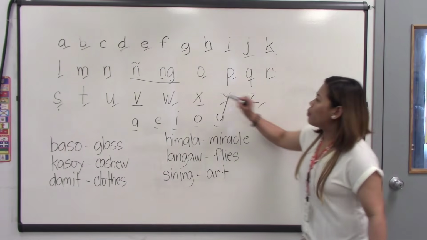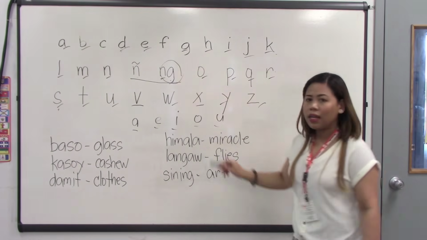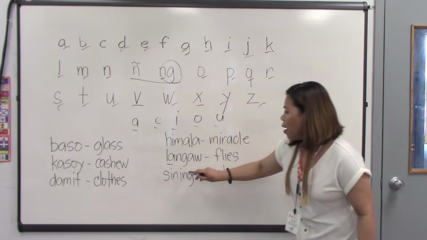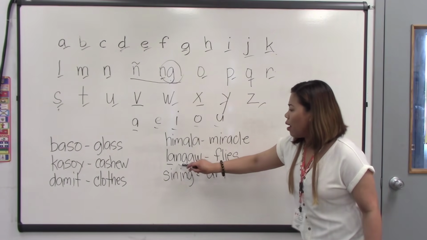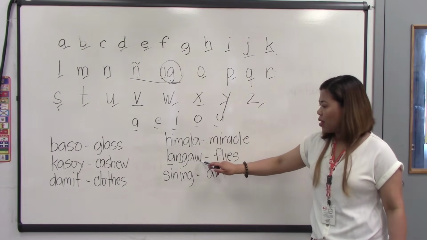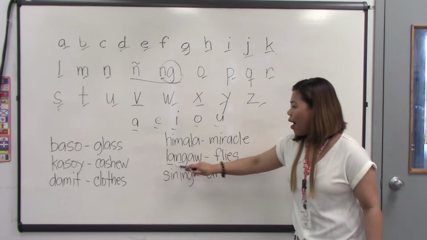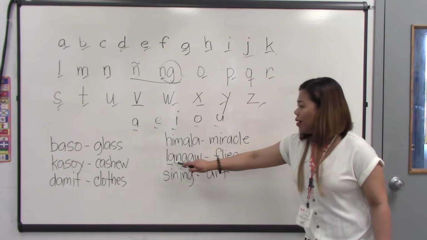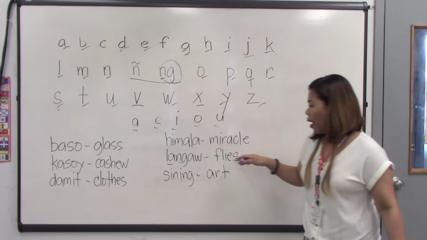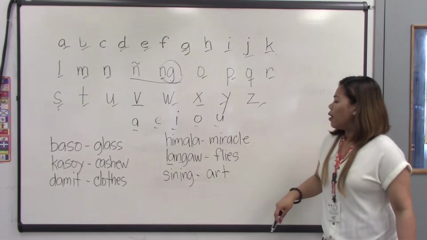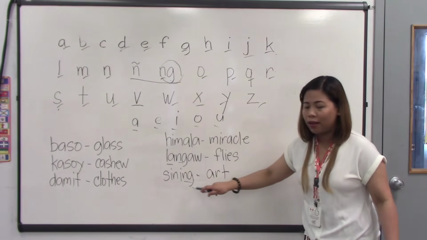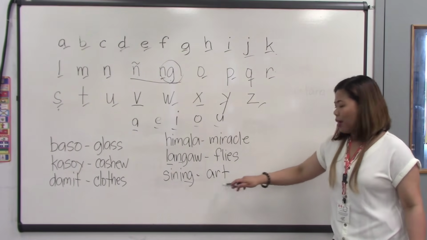This one is a diphthong. La. And remember this character here, the sound is right? So la. And then ng plus a is nga. And then there's a W in the end. So la, ngao. Langaw. It means flies, the insects, the flies. This one has an NG as well. It's sining. Sining. It means art.